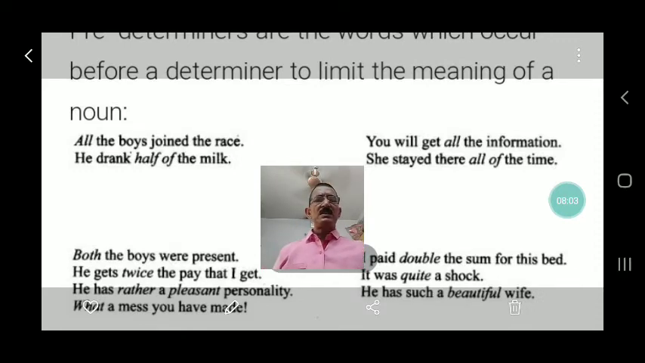He gets twice the pay that I get. And here, he has rather a pleasing personality. The words italicized are examples of predeterminers. I paid double the sum for this bed. Here double is a predeterminer. Quite a shock, such a beautiful wife. Here you understand these are examples of predeterminers.